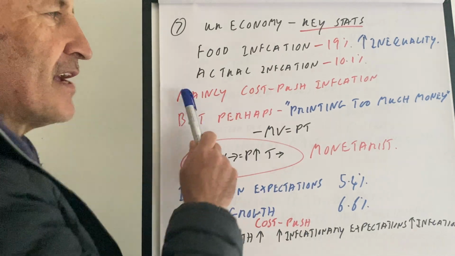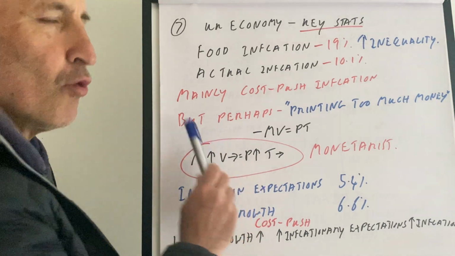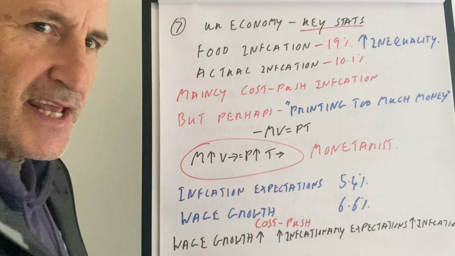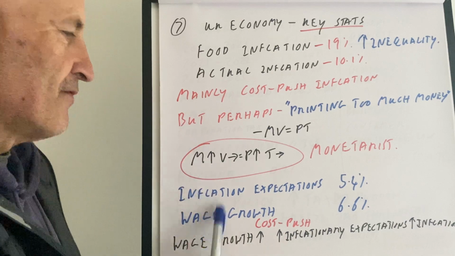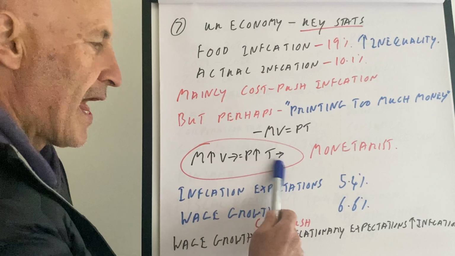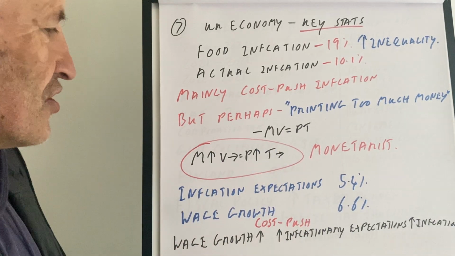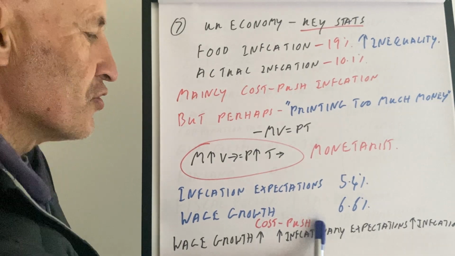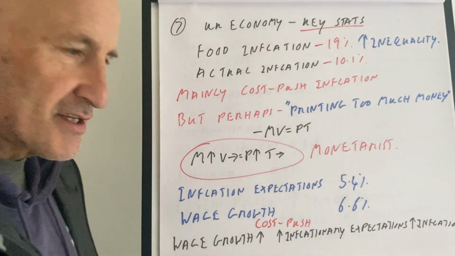Right now, most of the inflation is mainly caused by cost push, and that's by the rise in the oil and gas price. But perhaps also we've been printing too much money, and then we go back to this idea of MV equals PT. They believe that if there's an increase in money supply, that will lead to an increase in inflation because M goes up, V is stable, and T is also stable. So this then creates inflationary expectations, which are rising at 5.4%.